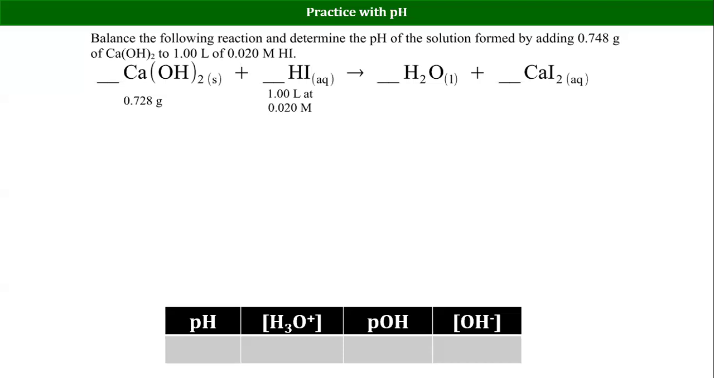Landon? Divide by the volume, sorry, did I misspeak? Yes, concentration is moles divided by volume, otherwise it wouldn't work out, right? We're almost there.